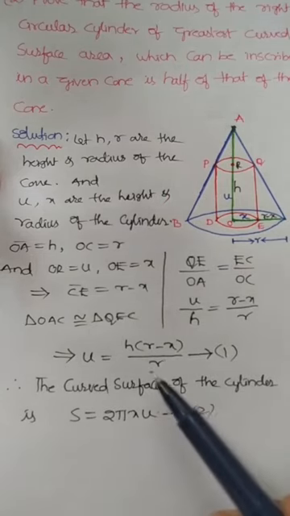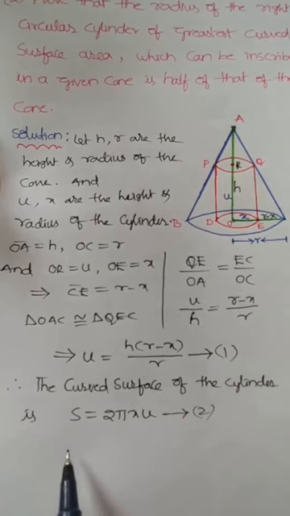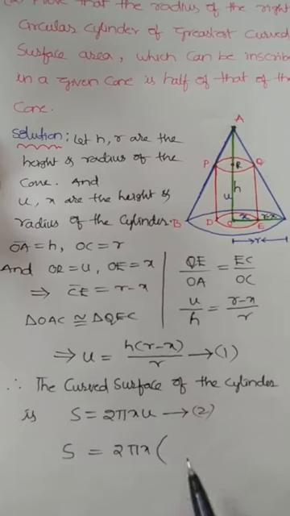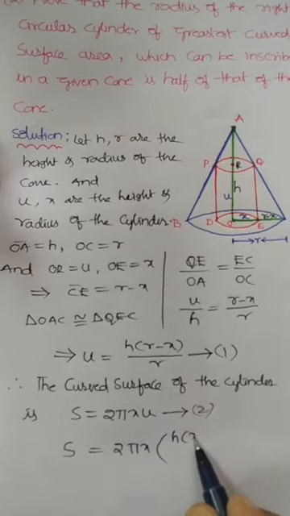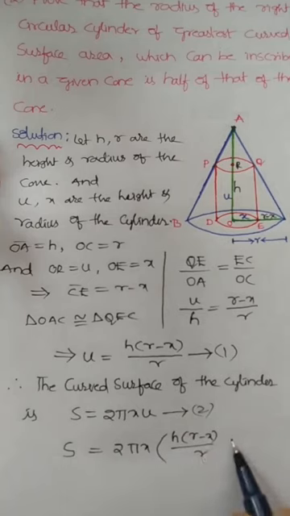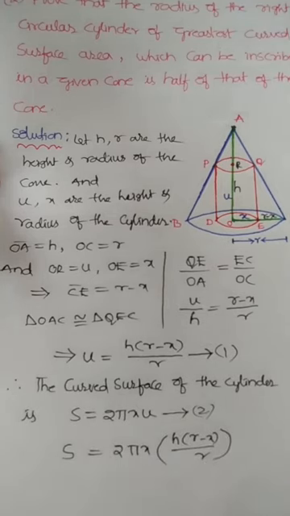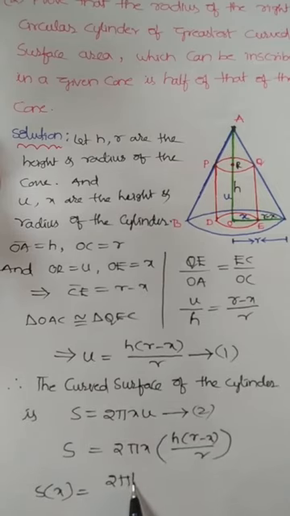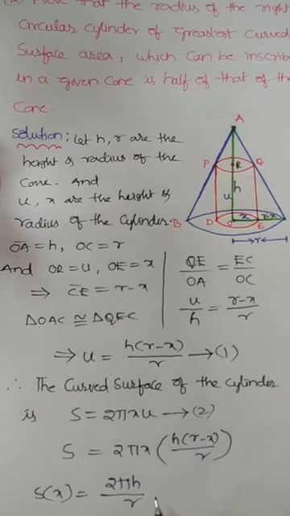I am substituting this u value in this equation so that s is equal to 2 pi x into, in place of u, I am writing these values, h into (r minus x) by r, so that I would get the function in terms of x. So s of x I got here is 2 pi h by r into (rx minus x square). So this is our required function.